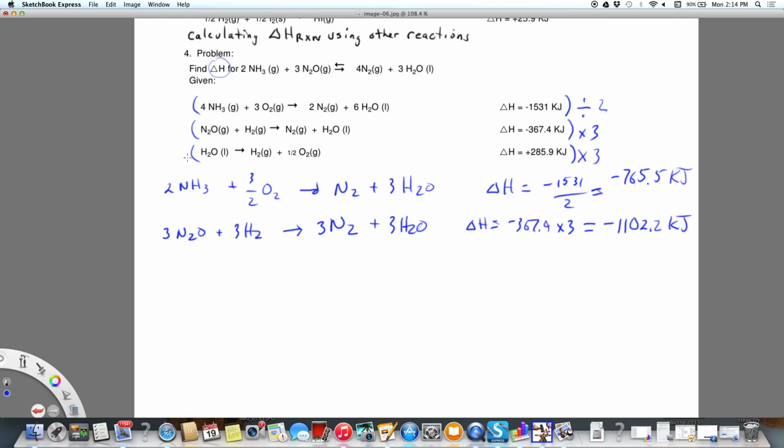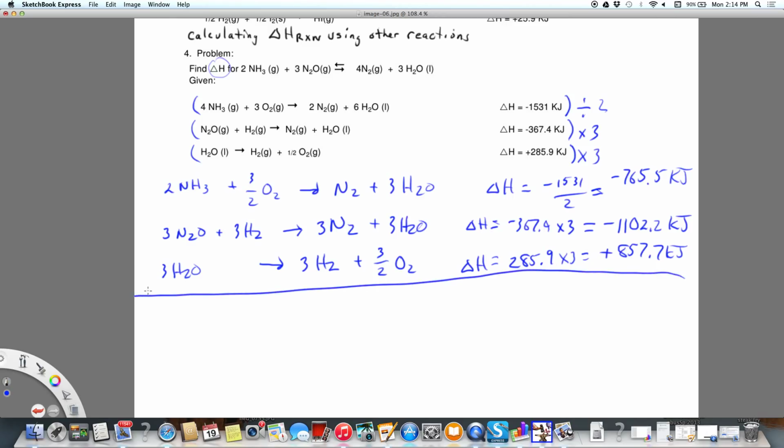Okay, now the third one. We multiply by 3. We get 3H2O. That's the only reactant. And we have 3H2 plus 3 halves O2. And delta H for this reaction is 285.9, that's times 3, and this equals positive 857.7 kilojoules. So now we're going to add all these up.